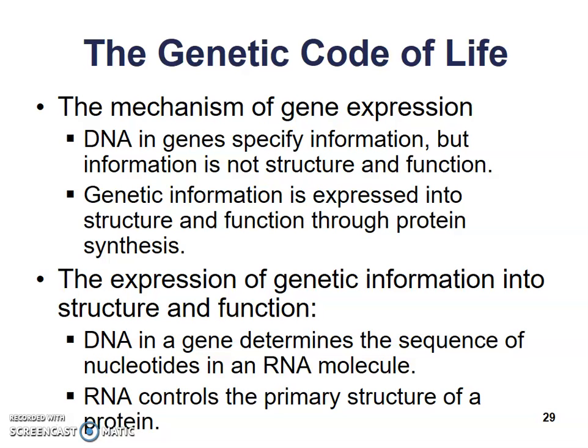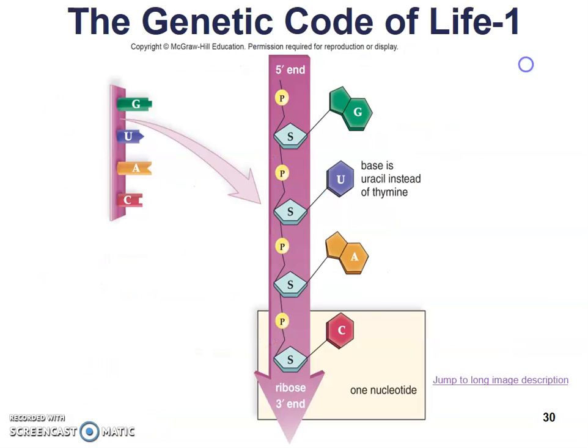Genetic information is then expressed into those structures and functions through protein synthesis, just like a house is built using the blueprints. It's basically the same process. The expression of genetic information into structure and function. DNA in a gene determines the sequence of nucleotides, which is transcribed into a molecule of RNA. RNA controls the primary structure of a protein. It determines the sequence of amino acids.